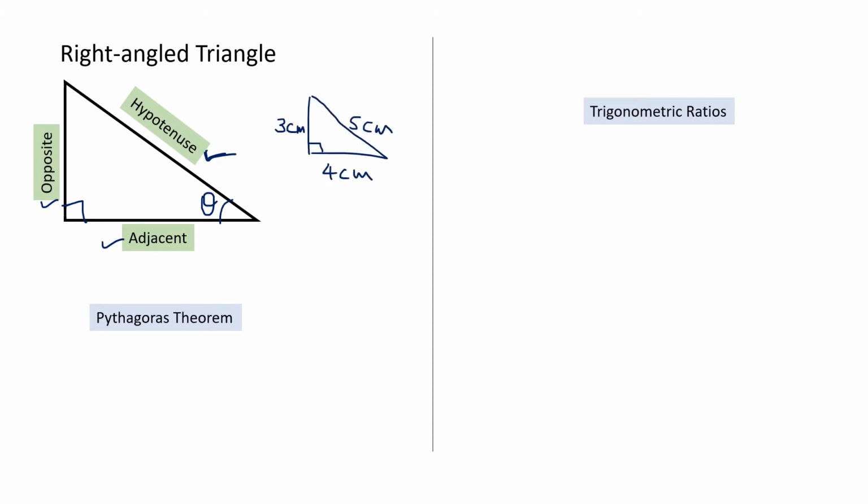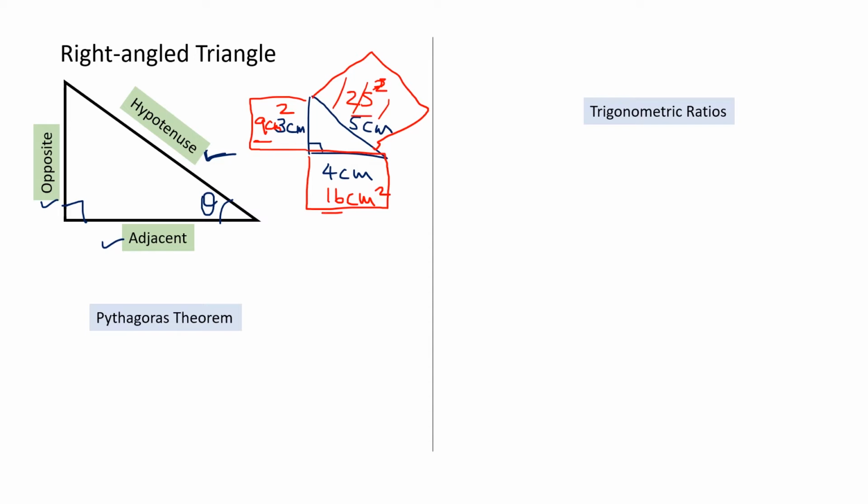For an example, let me draw a simple right angle triangle. We draw a square along each side. The area of this one is 25, 5 squared is 25. The area of this one is 16 centimeters squared. The area of this one is 9 centimeters squared. So according to Pythagoras theorem, 9 plus 16 is equal to 25.